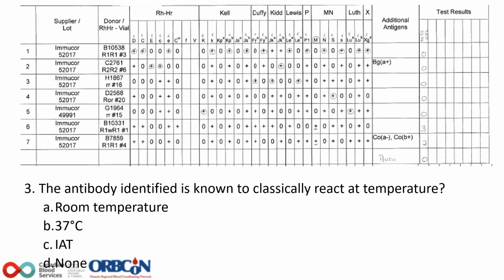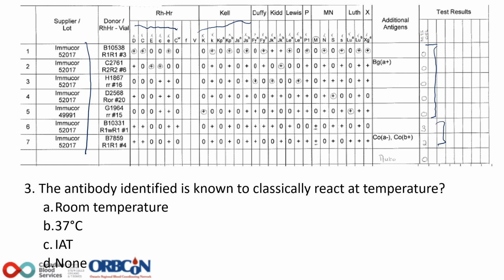So the identified antibody is known to classically react at what temperature? Let's take a look at our antibody ID. We have Immucor cells, and we have no reactivity in MTS gel in the first 5 cells here. And then the last 2 cells, 6 and 7, we have 3 and 2 plus reactivity. So if we look across, making it a little bit easier, you can see that the tests have already ruled out a lot of stuff.